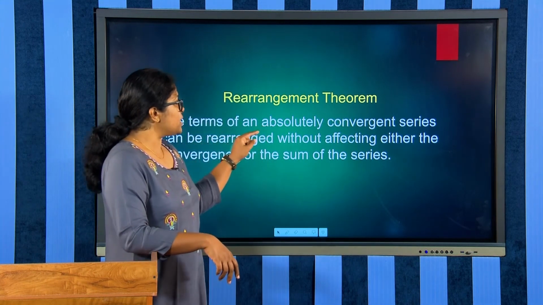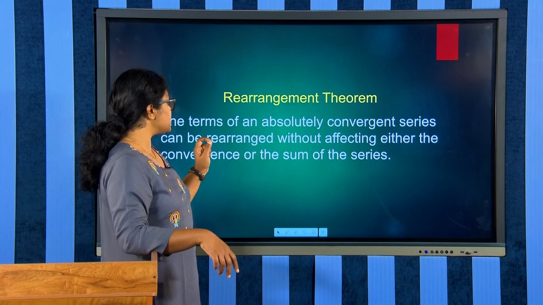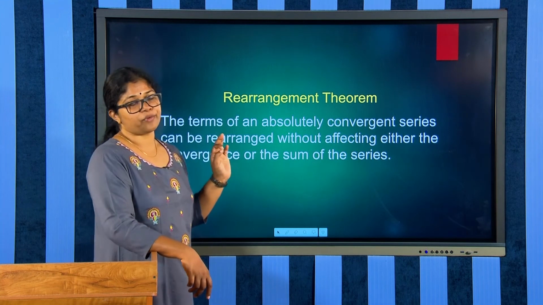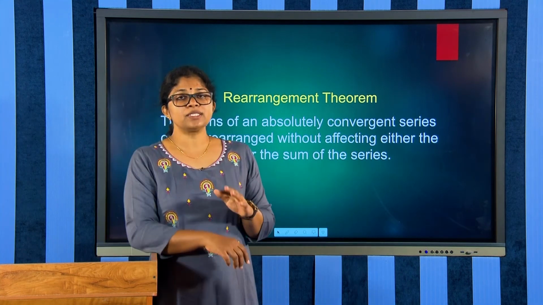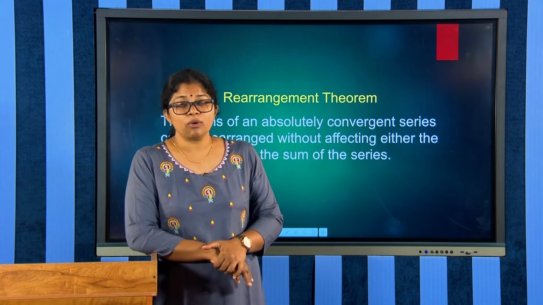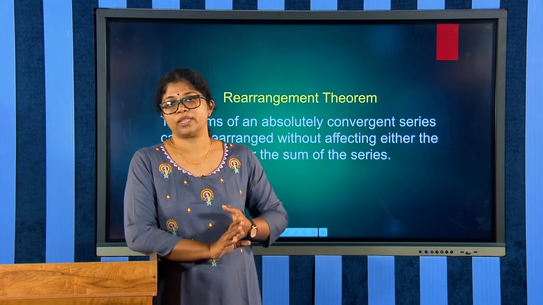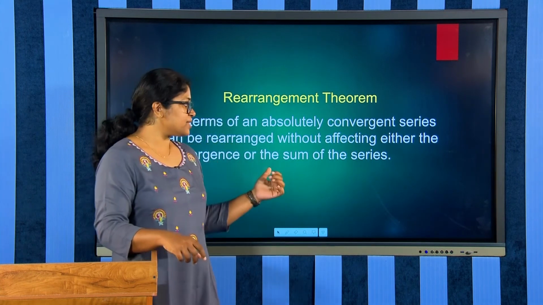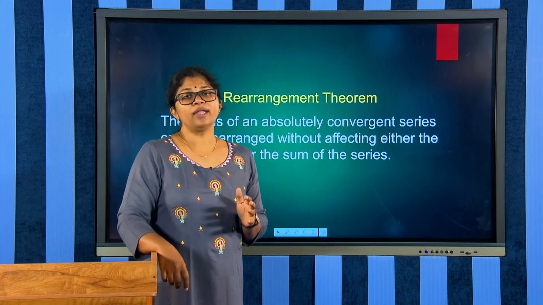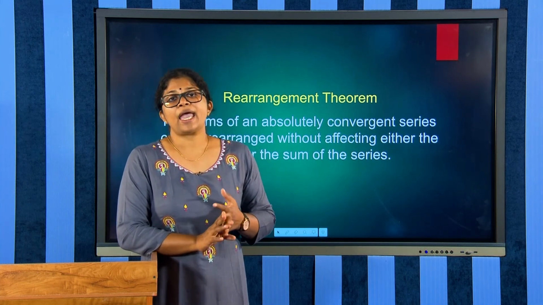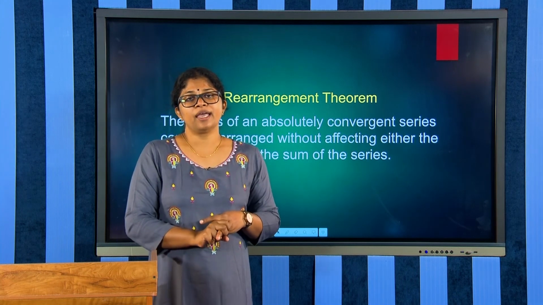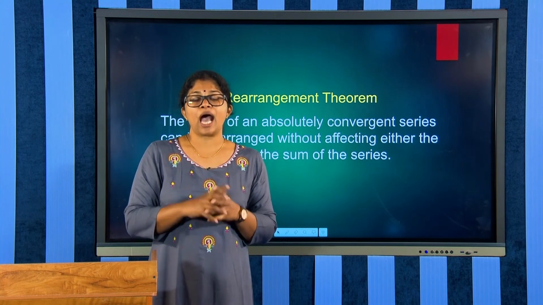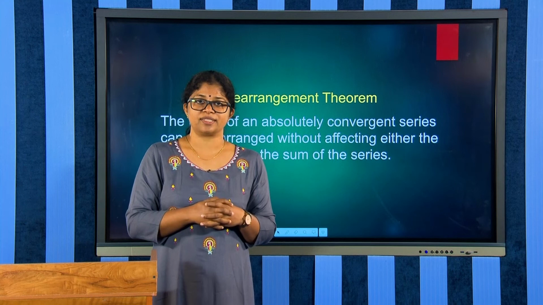The terms of an absolutely convergent series can be rearranged without affecting either the convergence or the sum of the series. So if a series is not absolutely convergent, we cannot possibly rearrange the terms without affecting the sum. That is the main importance of learning this session. We have seen so far sequences, series and their convergence and divergence, and these are some of the properties that we have to discuss whenever we learn how we can manipulate real numbers in real life.